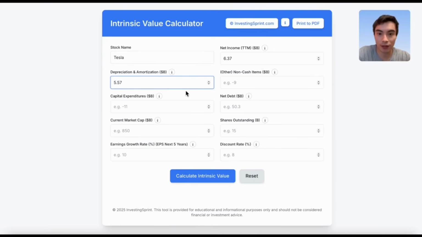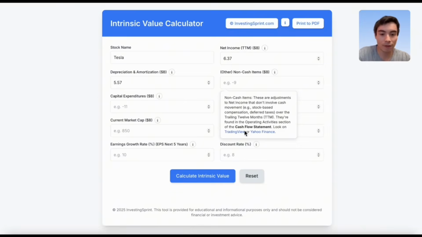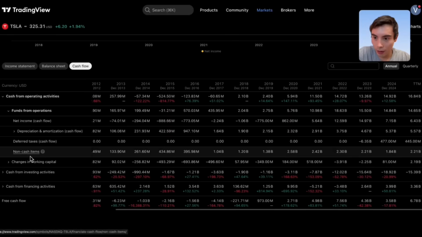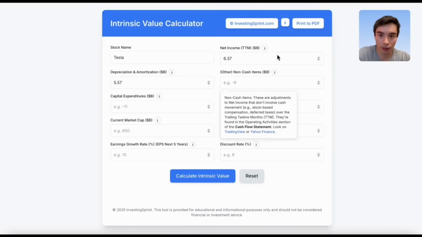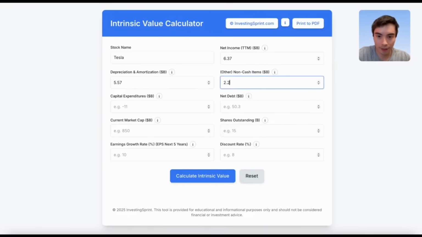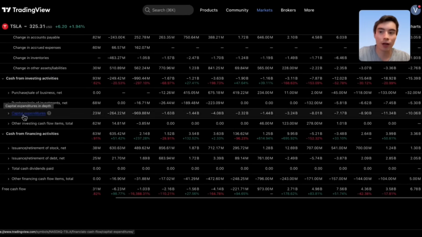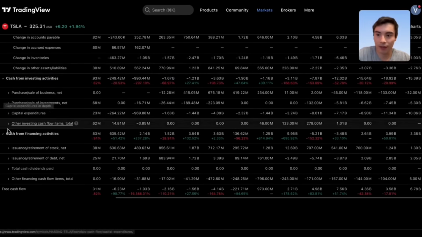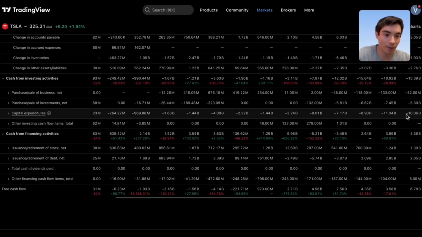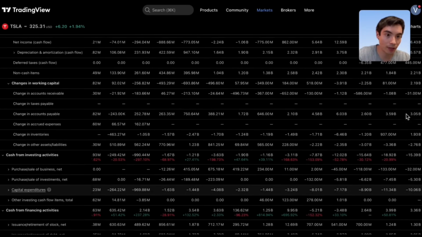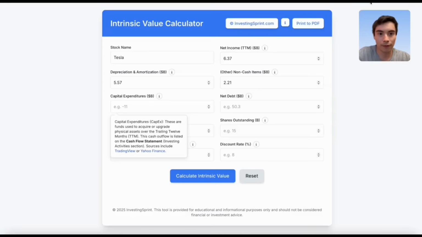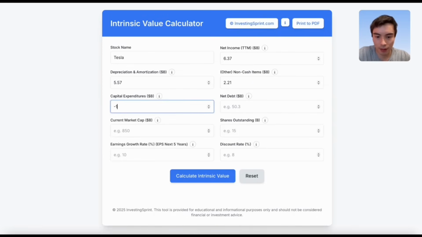So this plus the other non-cash items. This is also found in the cash flow statement. So non-cash items, you can see here, it's $2.21 billion. So we can add that here. And now we deduct the capital expenditures. Here under cash from investing activities, capital expenditures, TTM minus 10.06. So you fill in minus 10.06.